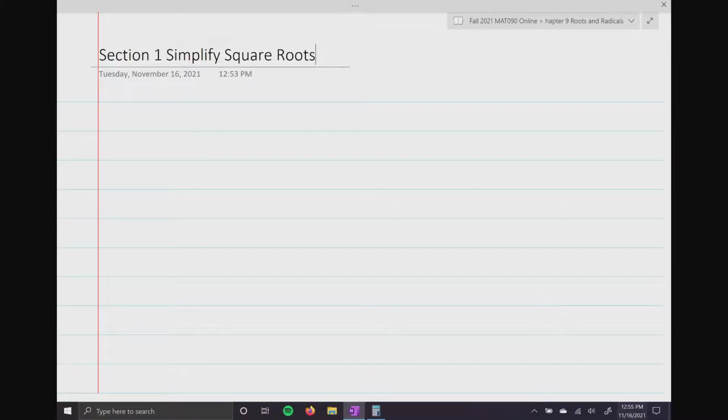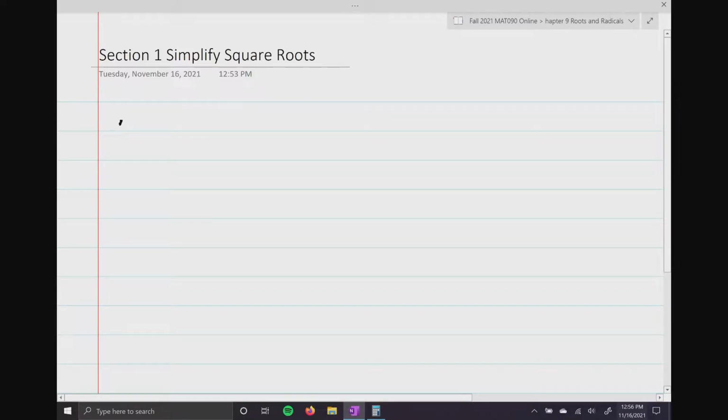All right, here we are in chapter 9. This is going to be section 1 that deals with simplifying square roots. So I'm going to start off by defining what square roots are. I'm going to give you a table. Then what we're going to do is estimate some square roots. We're going to approximate them using a calculator. And then finally, we're going to learn how to simplify them real quick. It's actually very easy. I'm going to show you a technique that will allow you to simplify them very fast.